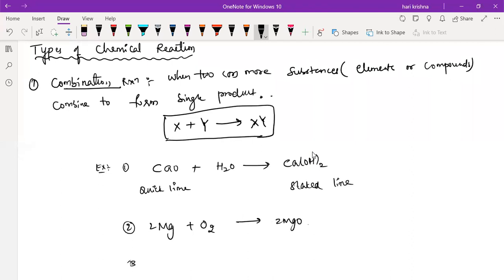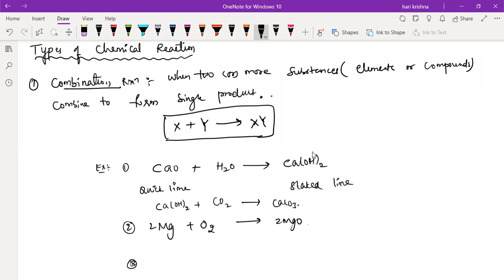Good. Next. Slaked lime plus carbon dioxide equal to calcium carbonate. Do you know this equation part? I'll teach you here itself. We'll use CaCO3. After this method, I'll teach you that one. What is the whitewashing of walls?